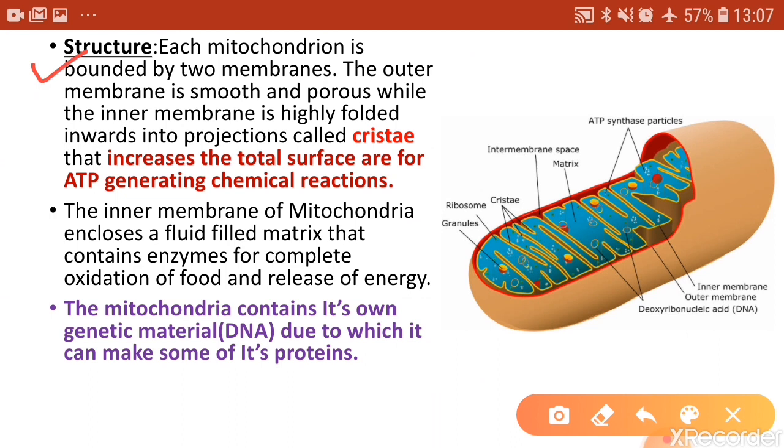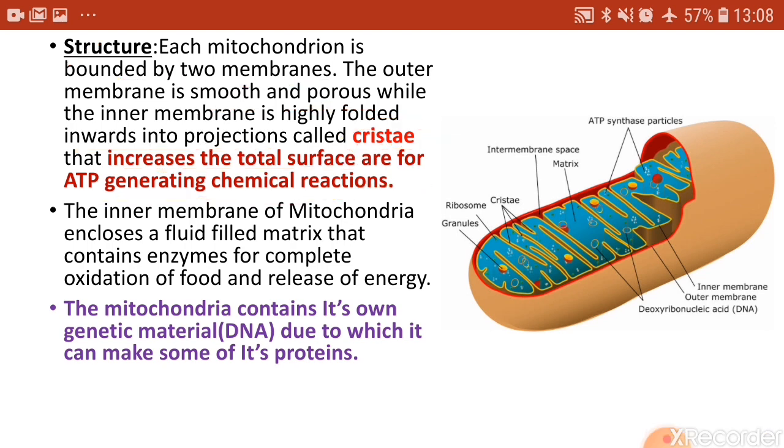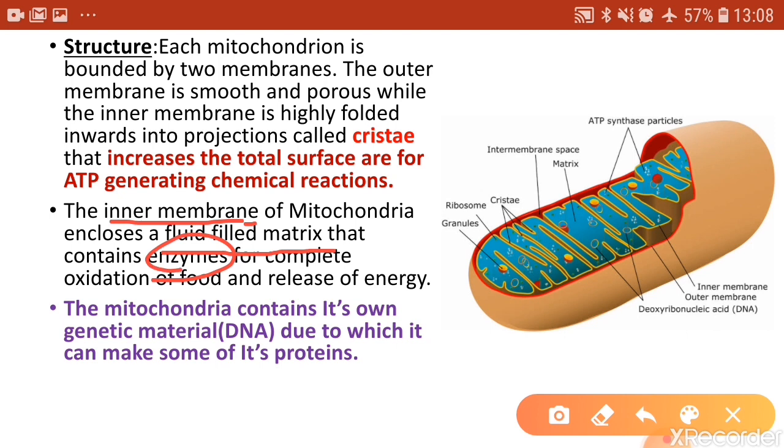The mitochondria is bounded by two membranes. The outer membrane is smooth and porous, while the inner membrane is folded inwards into projections which are called cristae, and they increase the surface area for ATP generating biochemical reactions. The inner membrane of mitochondria encloses a fluid filled matrix, and this contains the enzymes that are required for complete oxidation of food and release of energy, right?